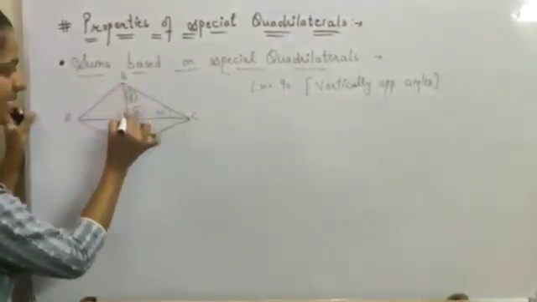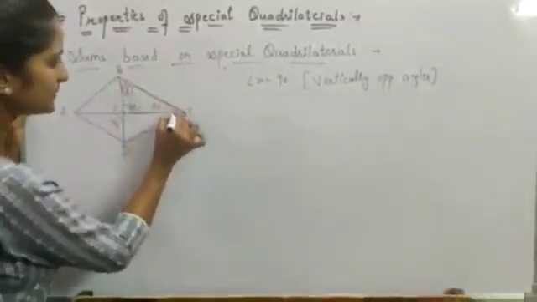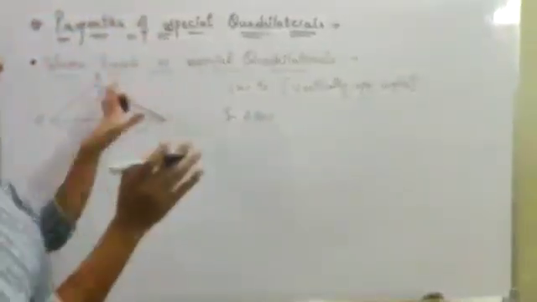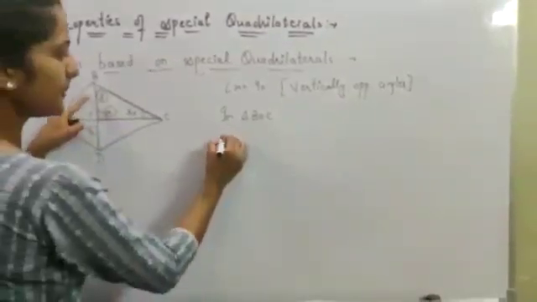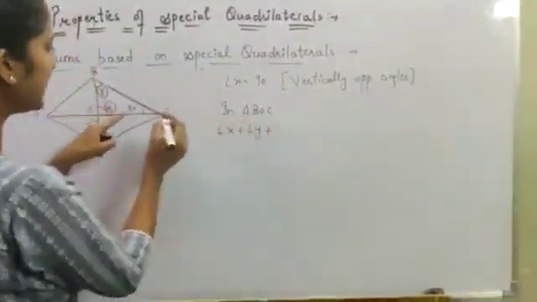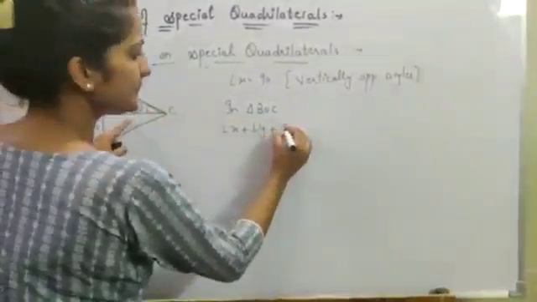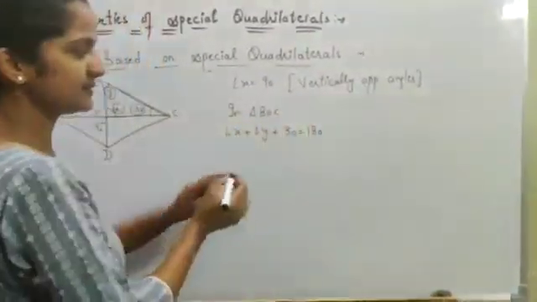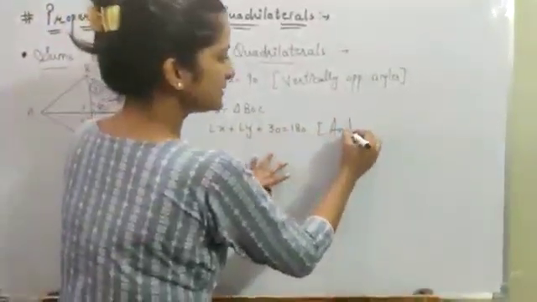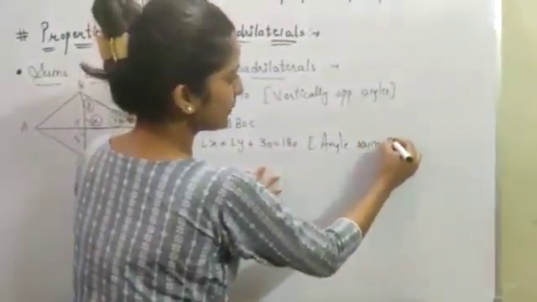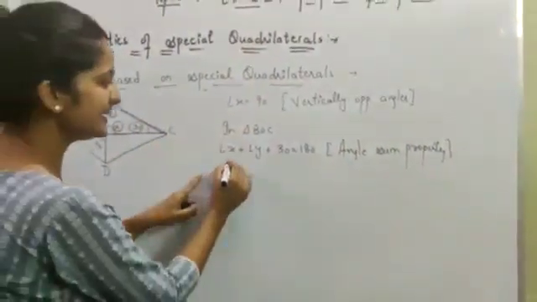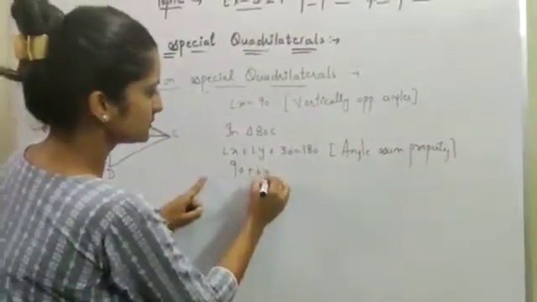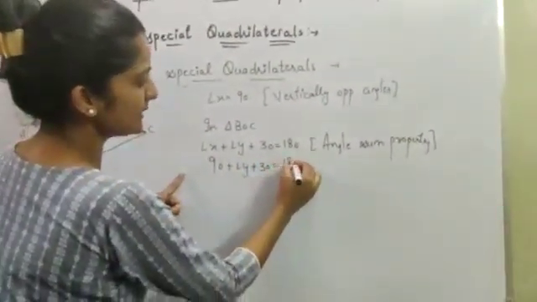See, in this triangle BOC, we know that the sum of all the angles of a triangle is equal to 180 degrees. It means angle X plus angle Y plus this 30 degrees is equal to 180 degrees. Reason: angle sum property. So we know that angle X is 90 degrees. This 30 is equal to 180 degrees.